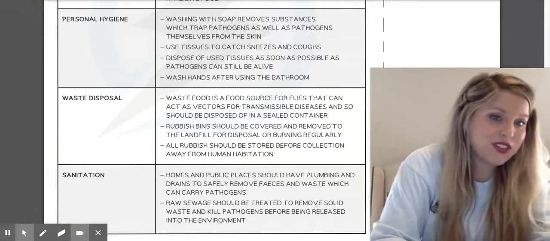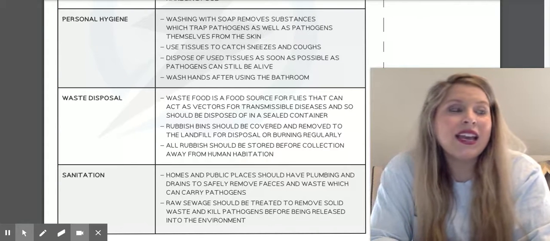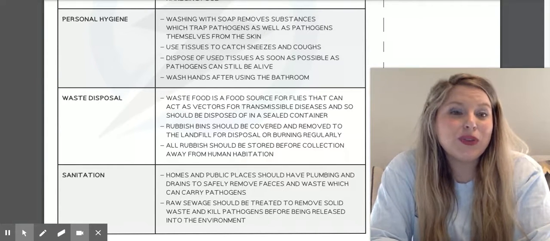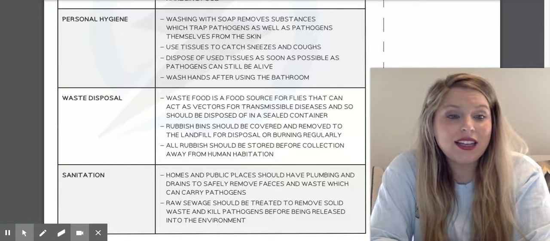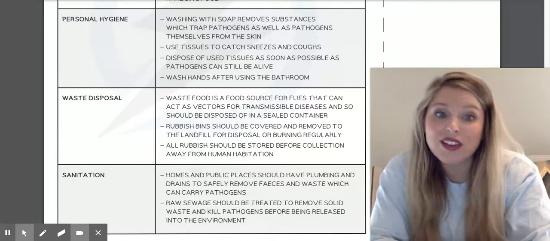Now, in future units, way down the line, I believe it's unit 22, we will look at the way sewage is treated. But other than that, we're going to wrap this unit up.